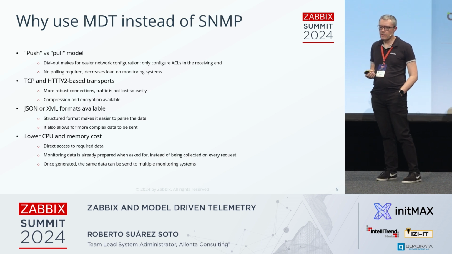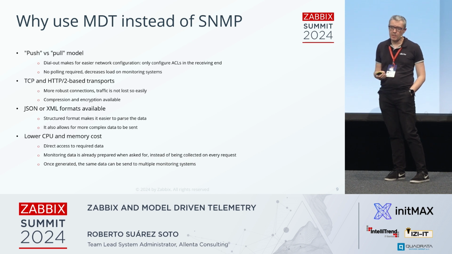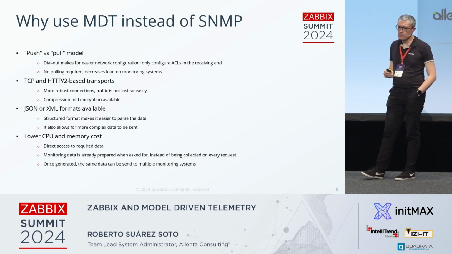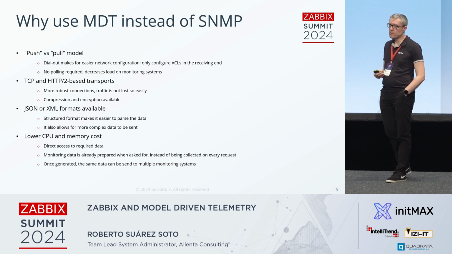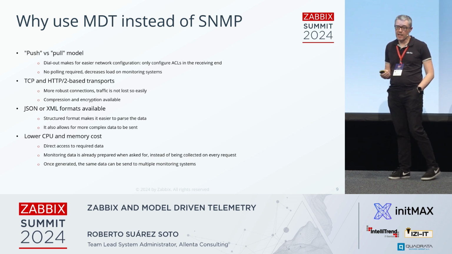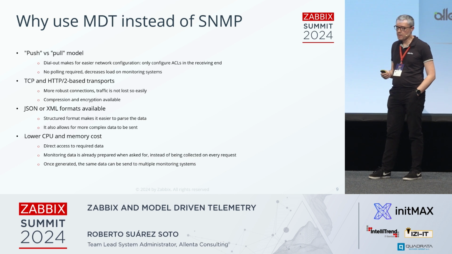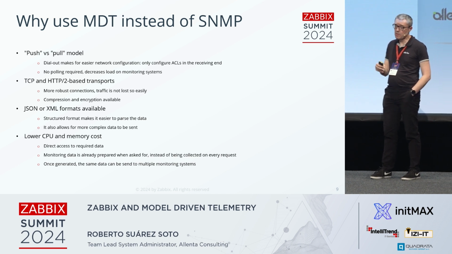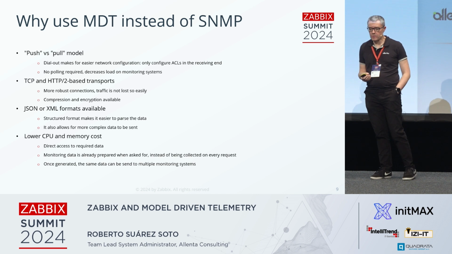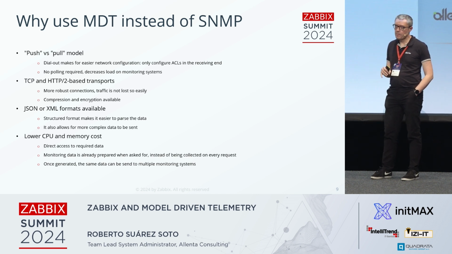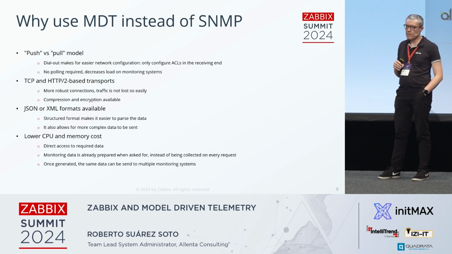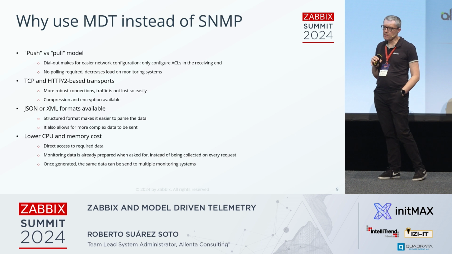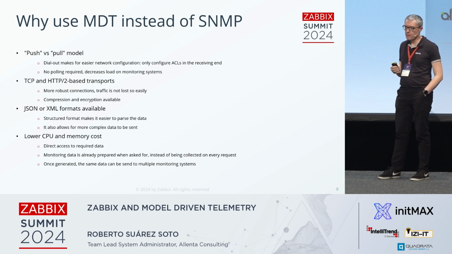You also have other transports based on HTTP2, which have encryption and compression. Also, you will receive the data in JSON and XML. You can choose which of them, which are easier to parse and also allow for more complex data structures. And in the end, CPU and memory use in the monitoring application will be lower, because you don't have to poll each of the devices every time you need new data. The device will send the data to you at predefined intervals, so you just have to be waiting for it.